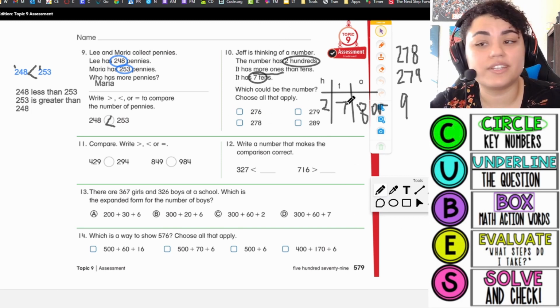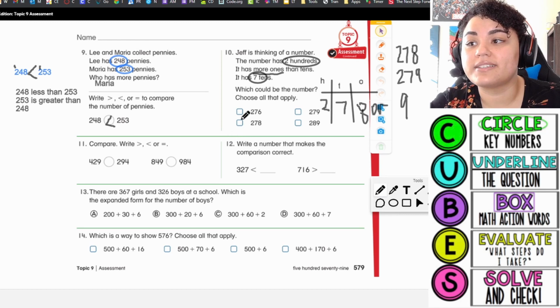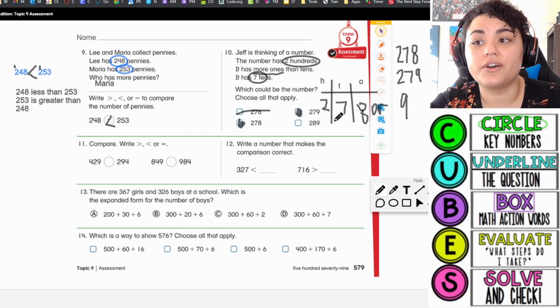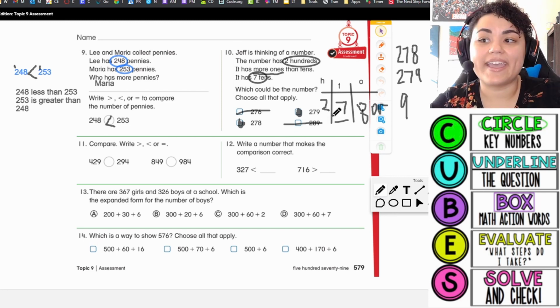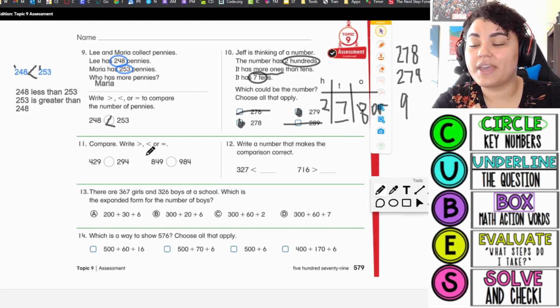So is 276 an option? No, because 6 is less than 7. Is 278 an option? Yes, it is. Is 279 an option? It sure is. Is 289 an option? No, because the tens place has to have 7. Okay, so awesome.